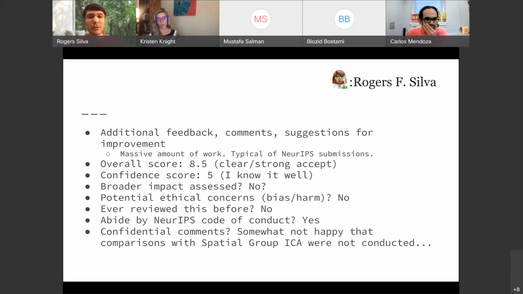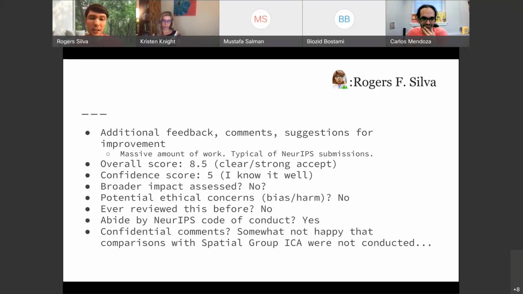In terms of score, I gave an 8.5. There's no 8.5, there's either 8 or 9, which is basically clear or strong accept. The work is really good.